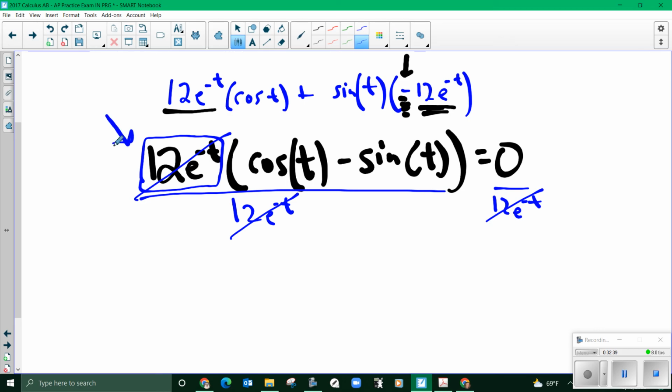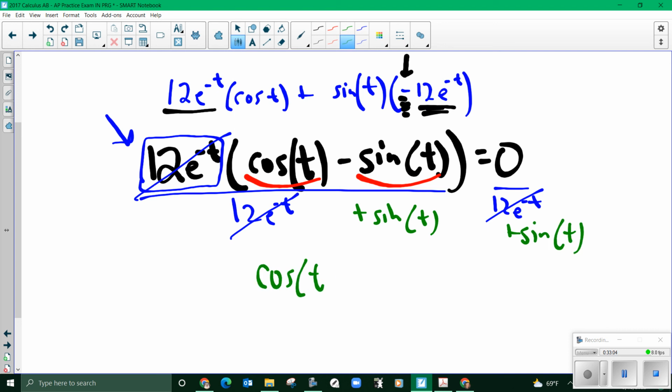So I really need to see, in order for cosine of t minus sine of t to be 0, they have to be the same value, right? If this was 5, I would have to take away 5, okay? Or you may say to yourself, well, how do I do that algebraically? Let's just add sine of t to both sides. So now my cosine of t has to equal sine of t, all right?